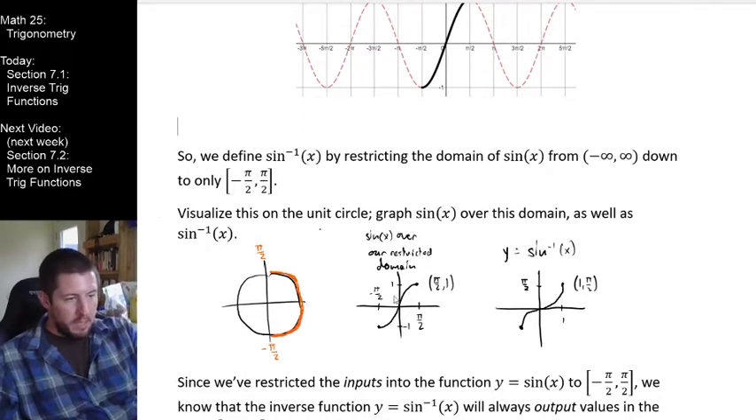See, I told you that was the best graph I was going to draw all day here. This point was at negative pi halves, negative 1. So this should be at negative 1, negative pi halves.